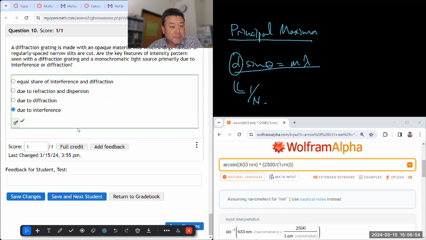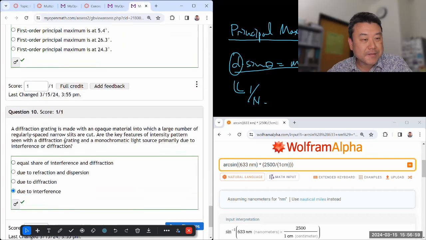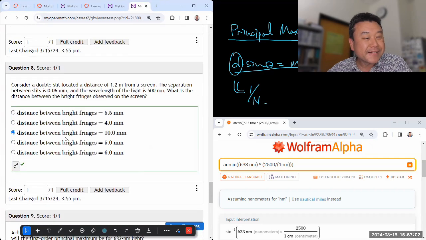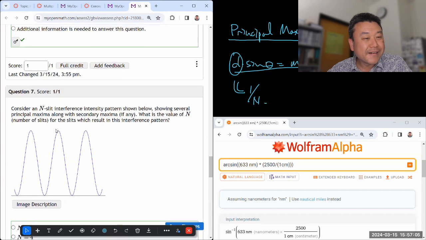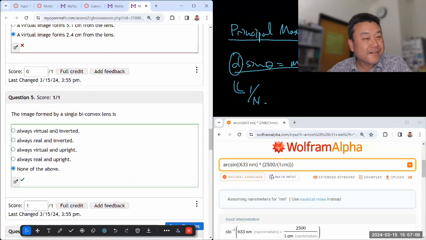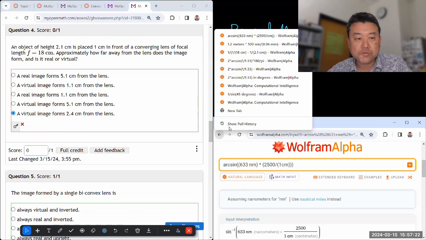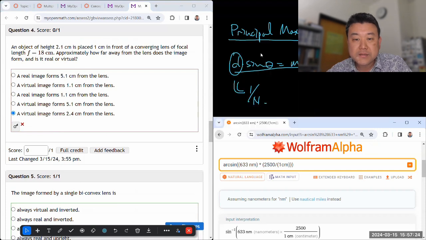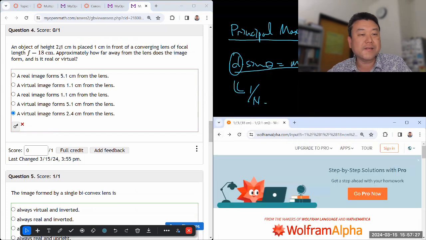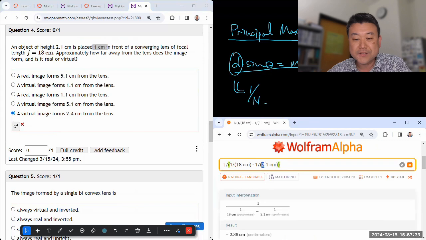What did I miss? It must be one of the calculation questions. Let's scroll up and see which one I missed. That doesn't sound right. Oh, I think I know what I missed. I put in 2.1 centimeters, I got distracted by that. That's the height. I should have put in 1 centimeter for the object distance.